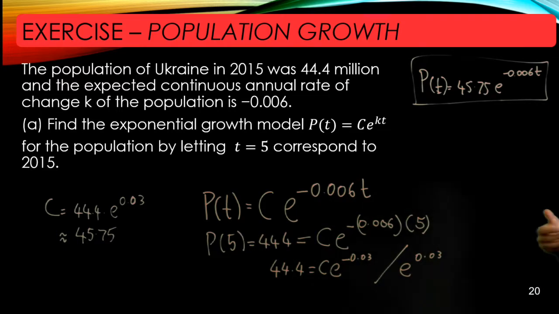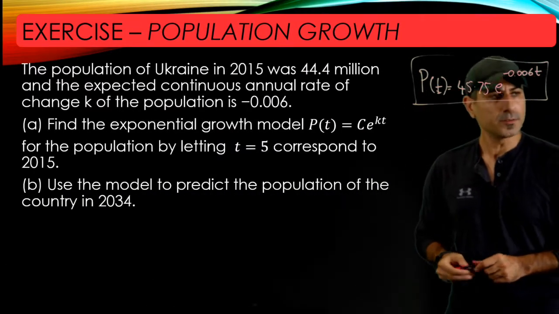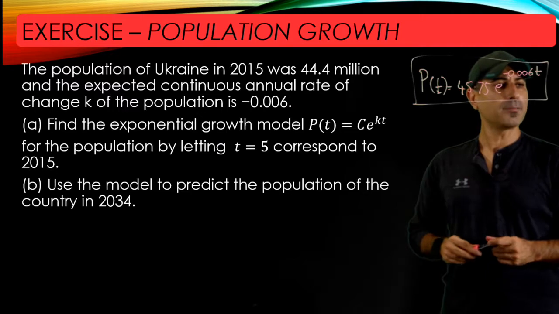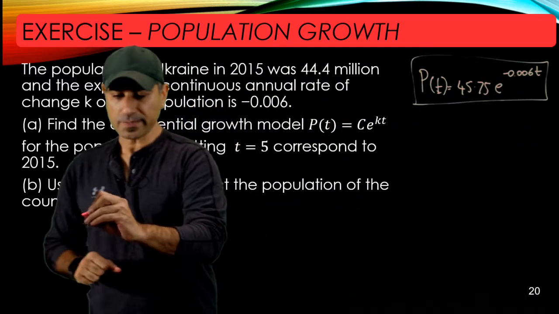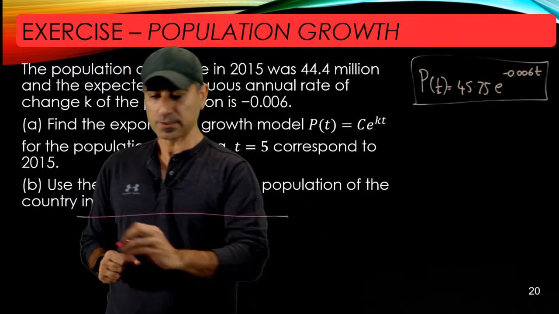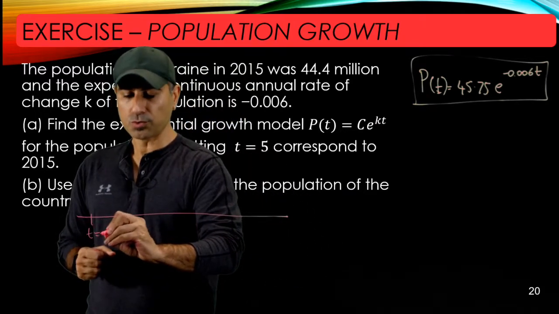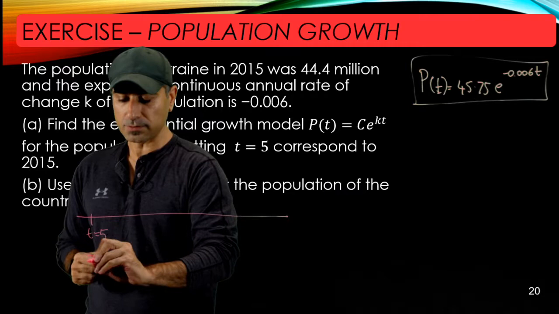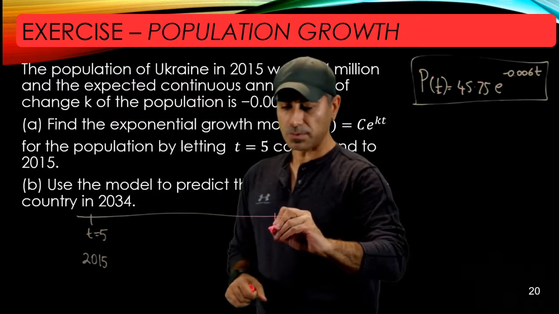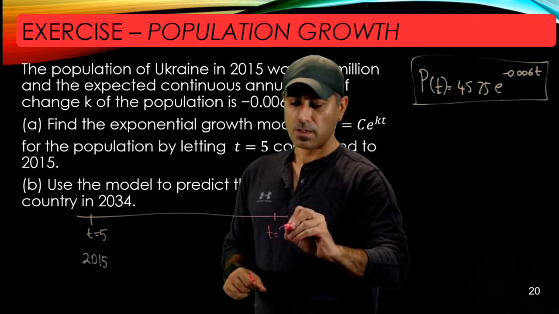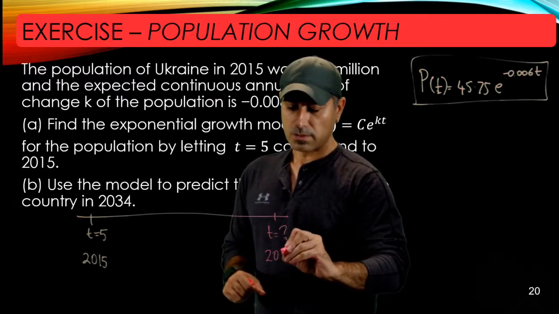So this is the model that I'm going to use to make my estimation for future populations. All right, in part B, we're trying to estimate the population of the country in 2034. So if we have a time scale here, let's just think about this. So t equals 5 corresponds to 2015, and we want the population to be in 2034.